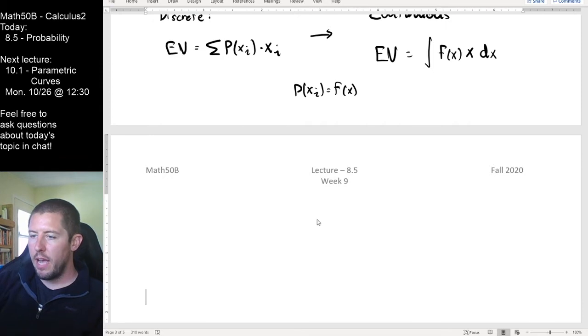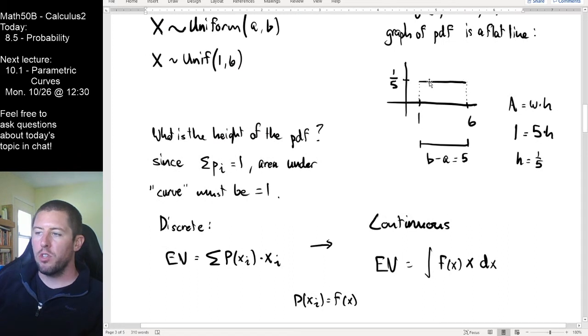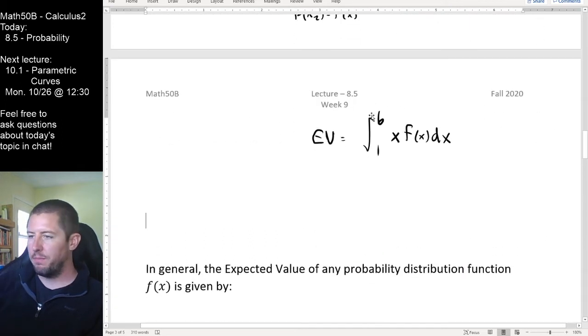And so I'm going to do exactly that. My expected value is going to be the integral from 1 to 6 of x times f of x dx. What is f of x in this case? For our uniform distribution, we have a very, very simple curve that we're describing. This is the curve that is my probability distribution function. And we can see that this is just literally the equation y equals 1/5. This is like the lamest probability distribution function in history. It's a horizontal line right there. Its equation is literally y equals 1/5.